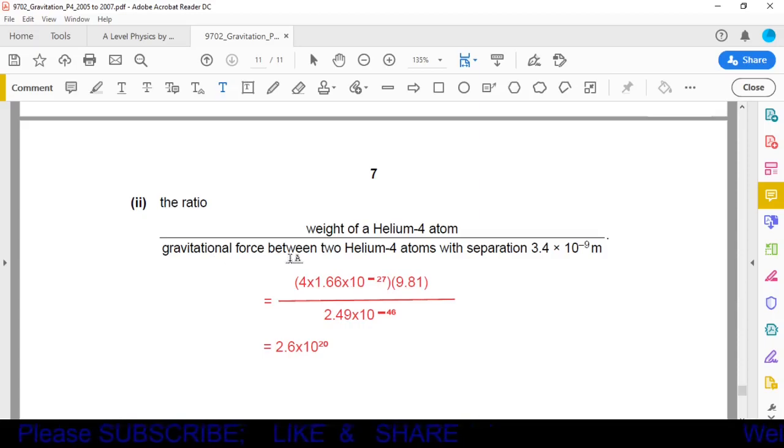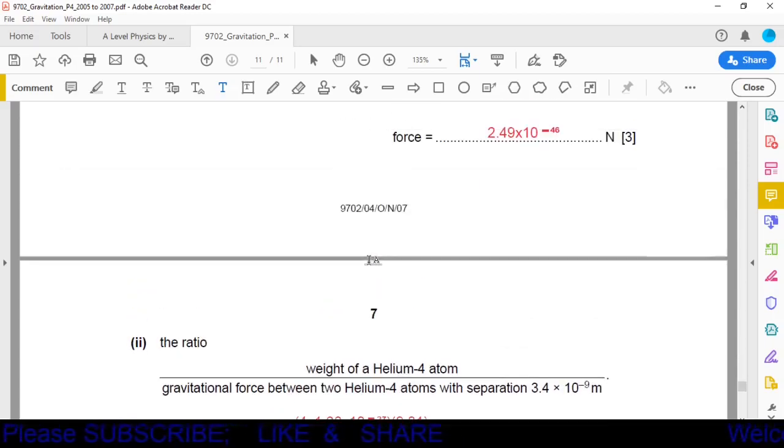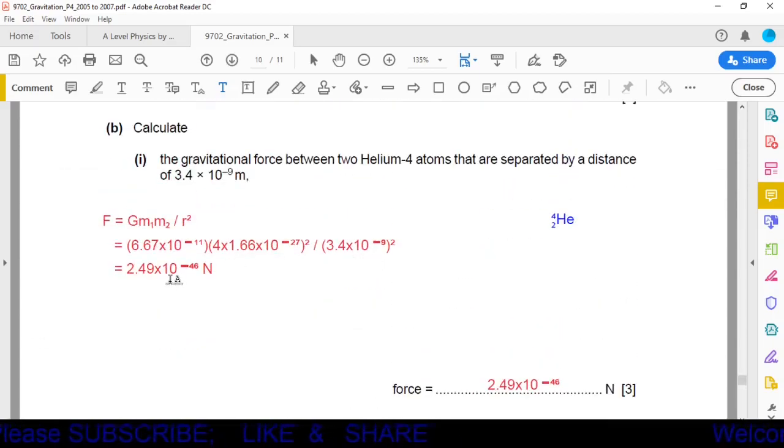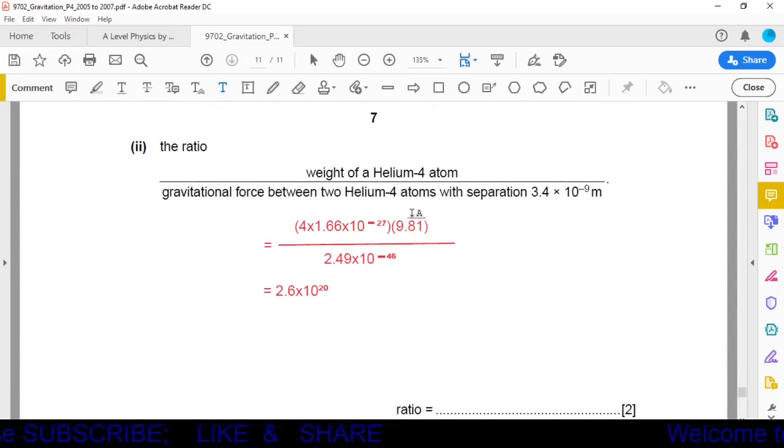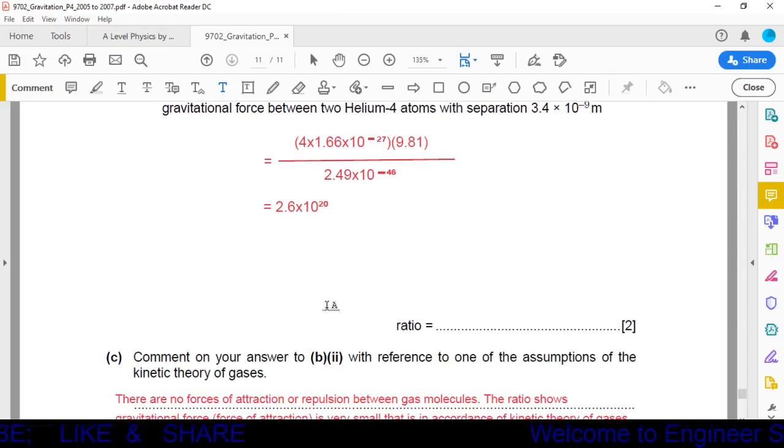Now, the gravitational force between two helium atoms we have already calculated. It is equal to 2.49 × 10^-46. So we divide the weight by 2.49 × 10^-46, and by dividing we get the answer 2.6 × 10^20. Now it is the ratio of two forces, so there will be no unit.